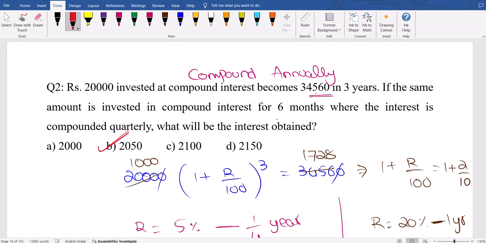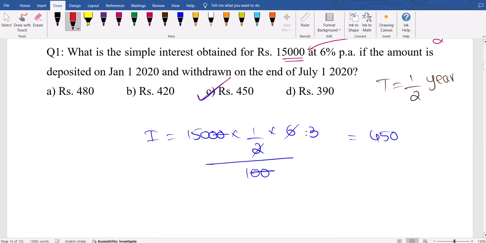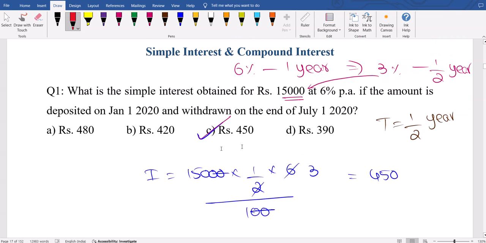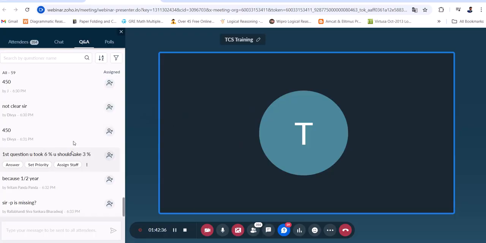20,000 becomes 34,560 at compound interest. The amount may increase due to simple interest or compound interest. 34,560 is the amount, not interest. This is the compound amount, not interest. Don't do minus here. And if you take the time as half of the year, don't take 3 here. That's important. Timing should always be in years. The rate of interest is what changes.